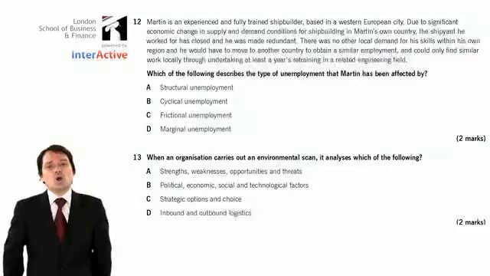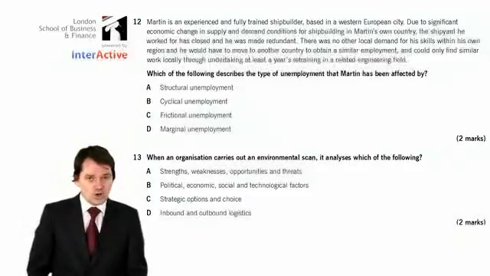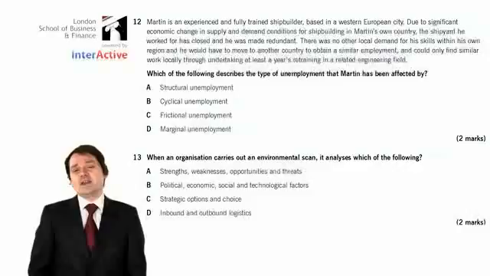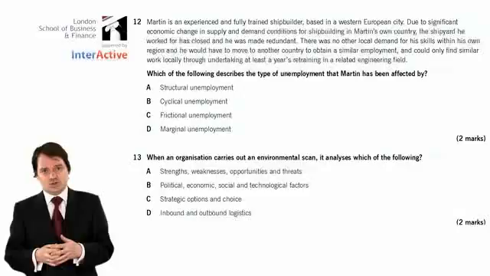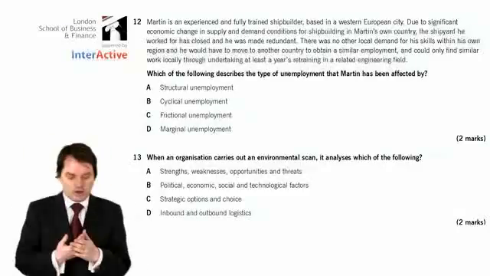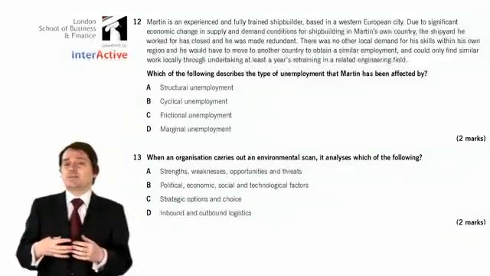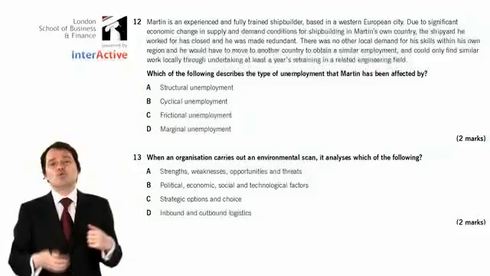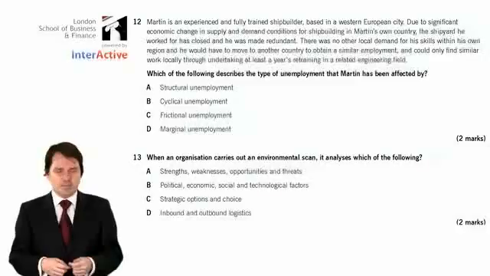So, question 12. Here you can see there is quite a lot to read. So what I would suggest that you do with this kind of question is you start by reading what the answers are. Because then we're more likely to work out what the question is all to do with. So in this one, it's all to do with unemployment. Structural, cyclical, frictional or marginal. So, it's something to do with unemployment, and these are all reasons why people get made unemployed. So we're looking for a reason why somebody's being made unemployed.